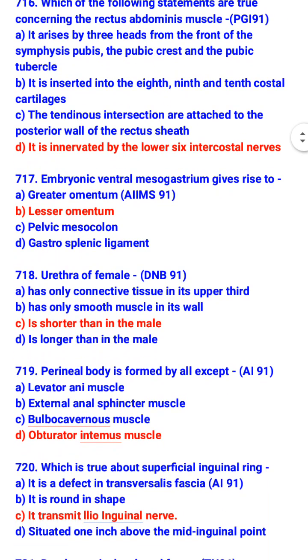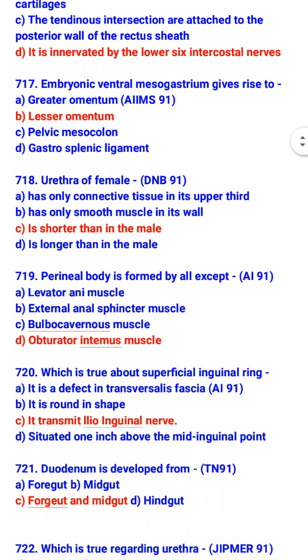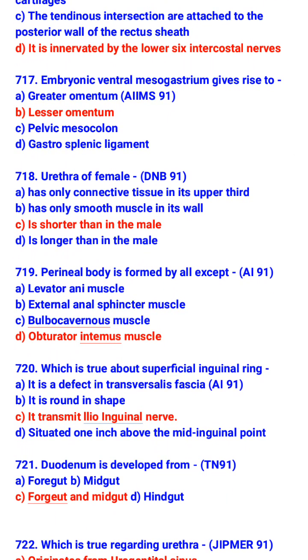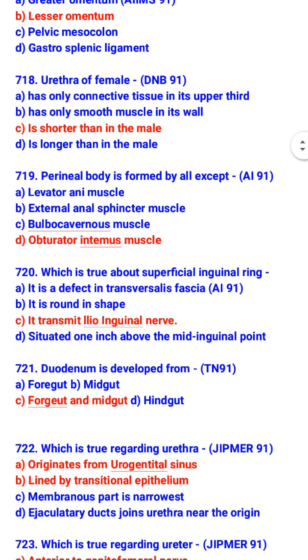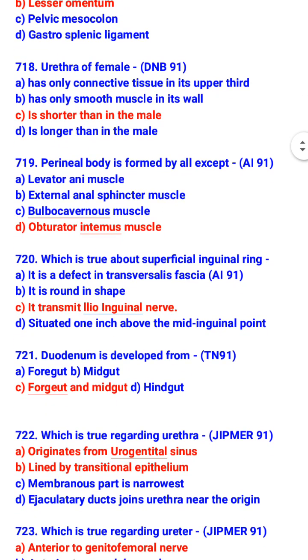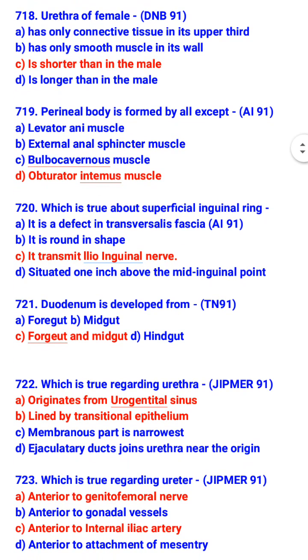Urethra of female is shorter than in the male. Perineal body is formed by all except obturator internus muscle. It is formed by levator ani muscle, external anal sphincter muscle and bulbocavernosus muscle. Which is true about superficial inguinal ring? It transmits ilioinguinal nerve. Duodenum is developed from foregut and midgut.